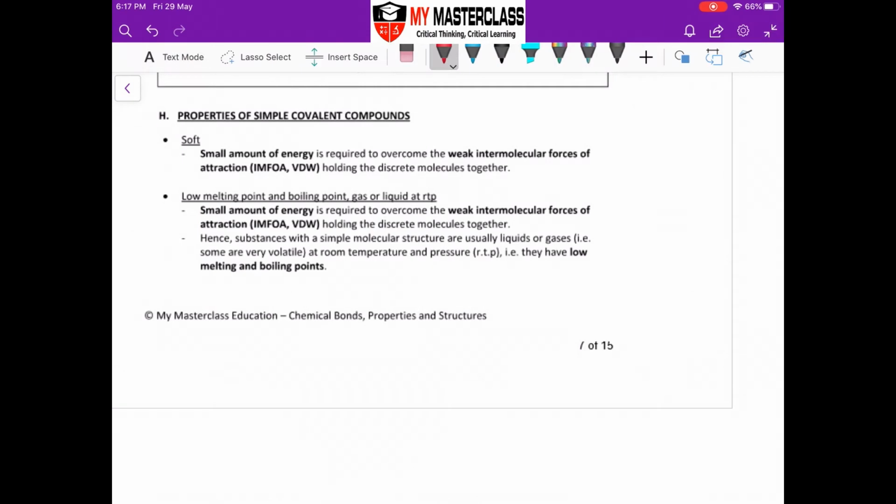Okay, so first of all, we will look at the simple covalent compounds, or I would say simple covalent substances. Meaning to say your H2, N2, O2, and all your group 7, F2, Cl2, Br2, I2, right? As well as simple compounds like water, H2O, carbon dioxide, CO2, methane, CH4, ammonia, NH3. These are all simple covalent substances.